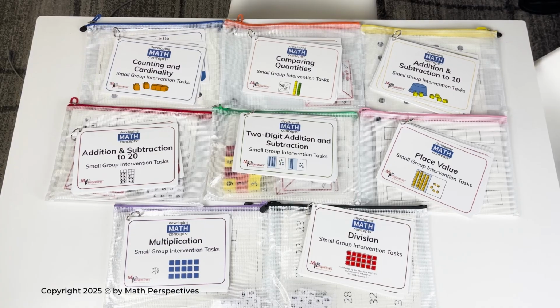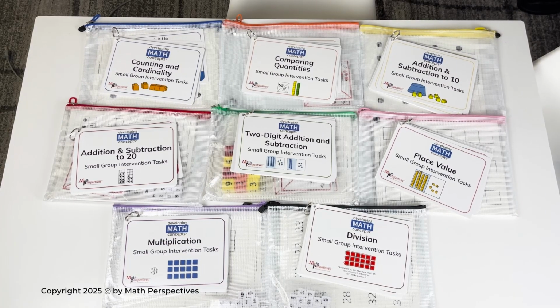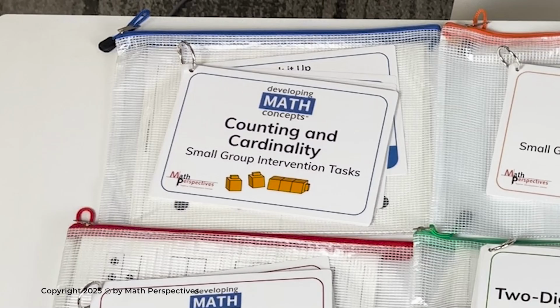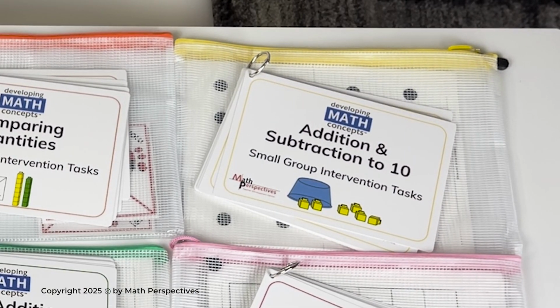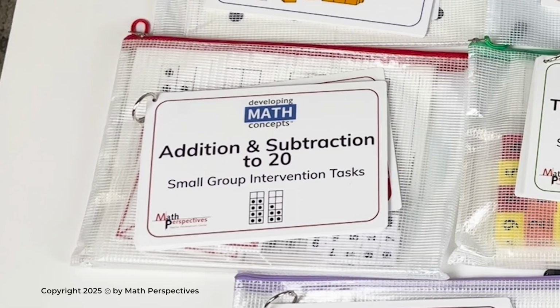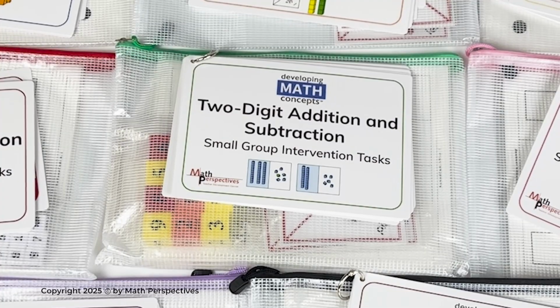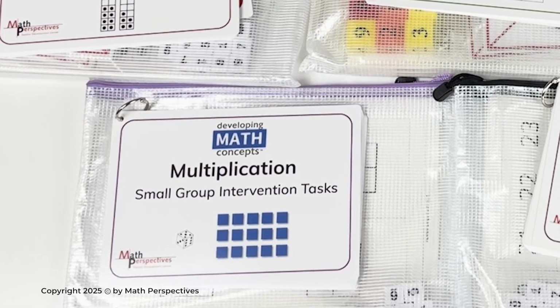There are 8 sets of tasks that are based on the following foundational concepts: counting and cardinality, comparing, addition and subtraction to 10, addition and subtraction to 20, place value, 2-digit addition and subtraction, multiplication, and division. No matter which math curriculum you are using in the classroom, these intervention kits will complement your math instruction. Each comes with enough materials to be used with 4 to 6 students at one time.